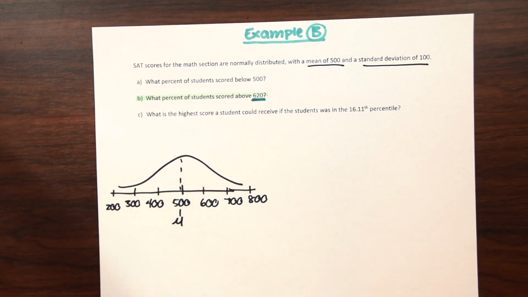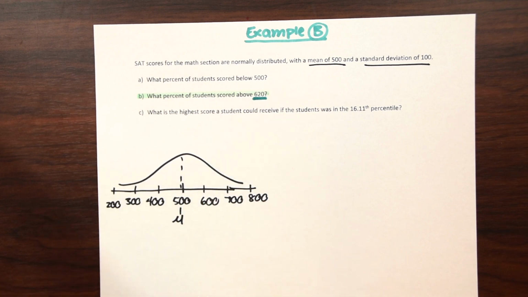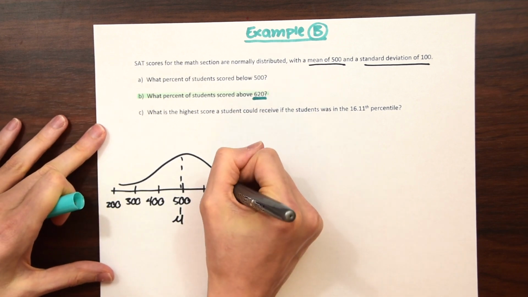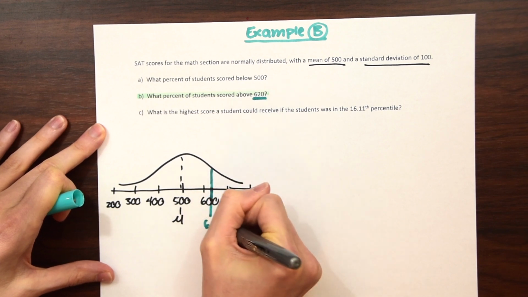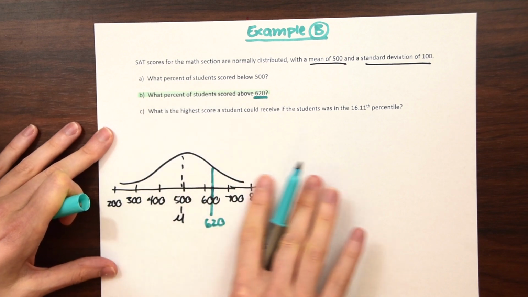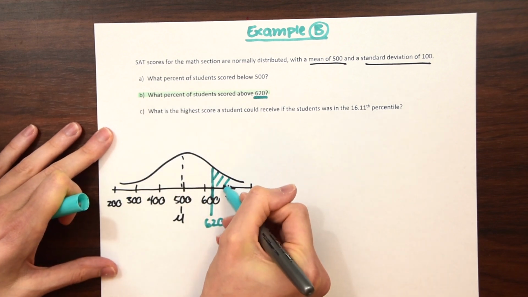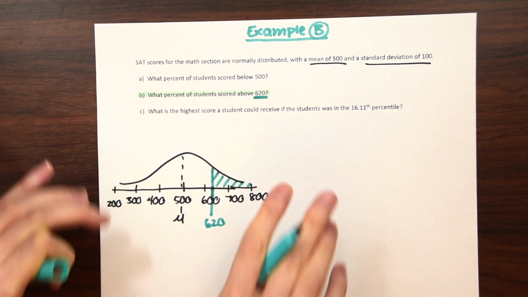So the last question was easier because it was just 500, but 620, that's in the middle of these standard deviations. So let's mark about where that might be. So right here is maybe about 620. That's the data point we want. And we want to know what percent of students scored above 620. So we want to go this way this time. We want to know the probability in this section of the bell curve.